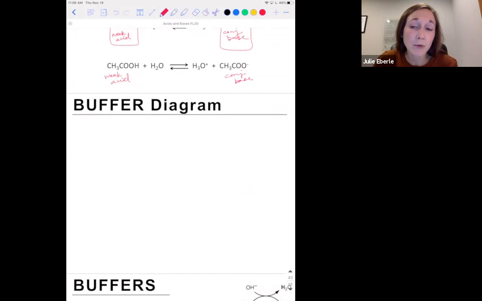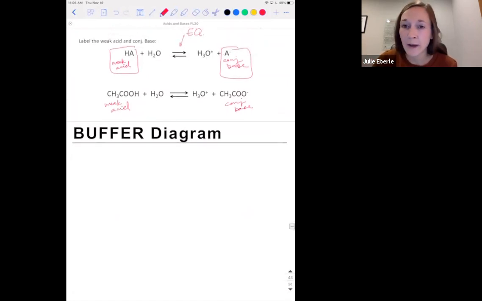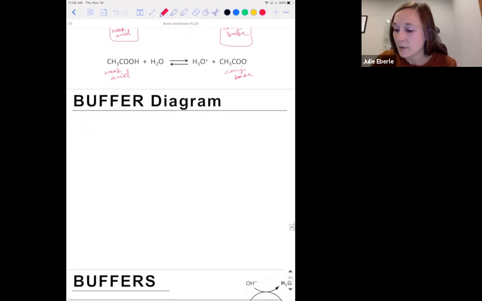I want you to know how a buffer would respond if we add some sort of a strong acid or a strong base to it, how it neutralizes those things to maintain pH. So let's say we have our weak acid. I'm just going to use HA and A minus for this diagram. If we have HA, and I'm not going to write water in right now, I'm just going to write the weak acid and the conjugate base. And let's say we have the equilibrium, and on this side, the product side, we always have the conjugate base.